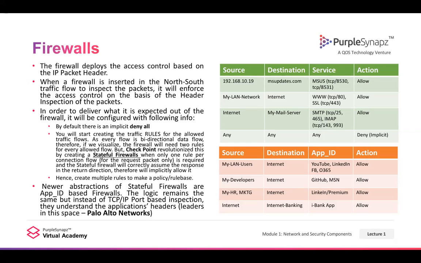So imagine all these developers are by default part of my LAN users also, correct? Because my LAN users is a superset. So my developers are my LAN users also. So by the first rule, they will be allowed to go to all that. But my developers is a smaller group who will also go to GitHub and MSN, but not all LAN users will be able to go.